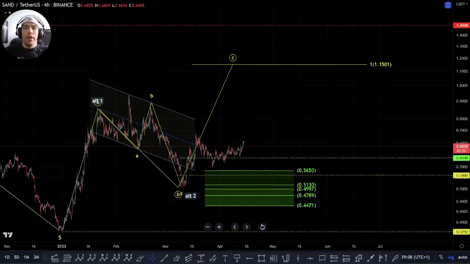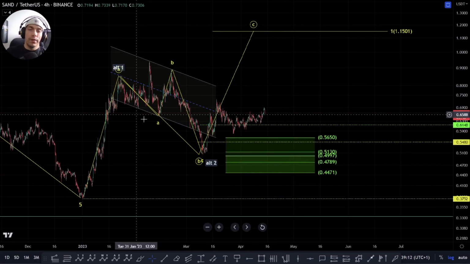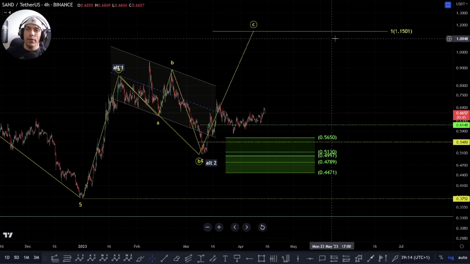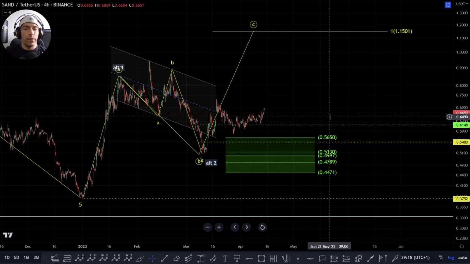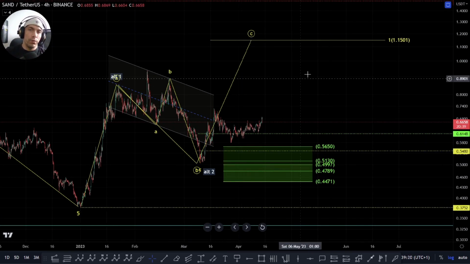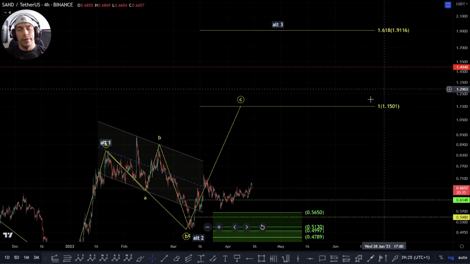Let's get into the price action. Okay, so last time we were looking at the video, we were discussing the fact that we could have a bigger ABC pattern. 1-to-1 would have been this $1.15. This did have the potential to actually become a bigger five-wave move if we do cross this $1.91 area.